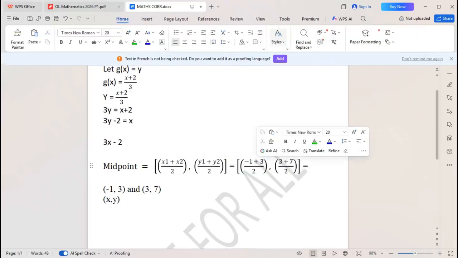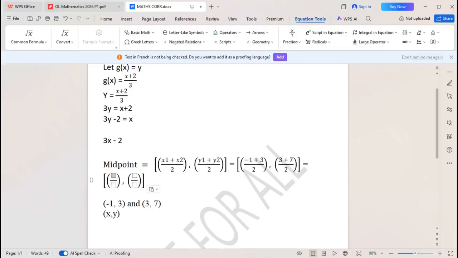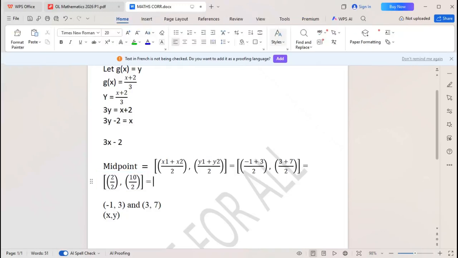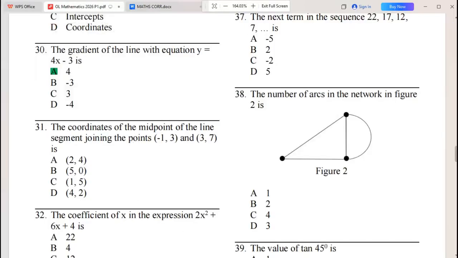So now doing the calculations, we have minus 1 plus 3 is equal to 2 divided by 2. And 3 plus 7 is equal to 10 divided by 2. Now doing the division, 2 divided by 2 is 1, comma, 10 divided by 2 is 5. So the coordinate of the midpoint is 1, comma, 5. And looking at our options, we have C for question 31.